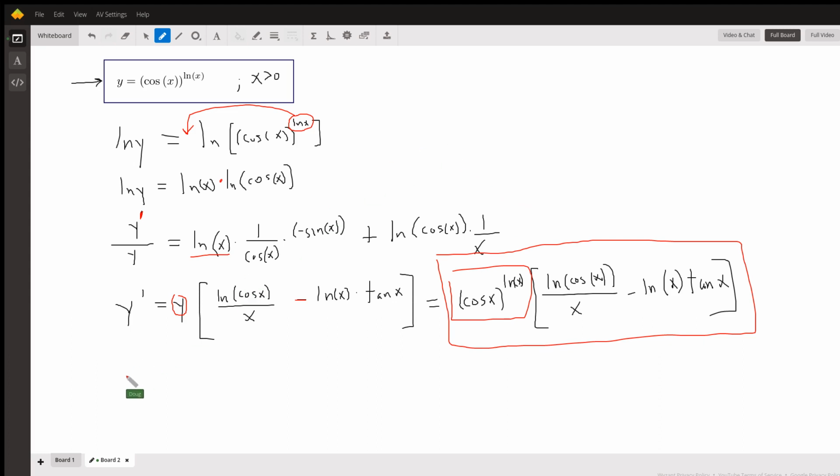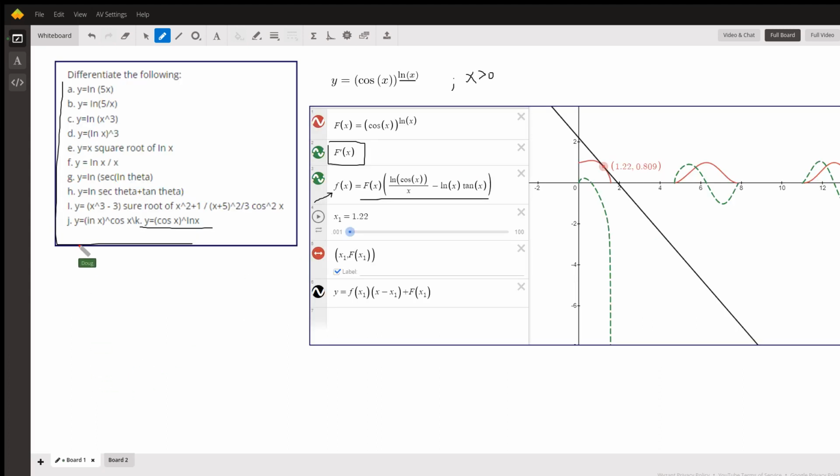And by the way, if I go back to board 1, part J is done in a very similar fashion. Take the natural log of both sides and move the cosine of x down front. Well, this is supposed to be an L, I'm sure. And use the product rule.